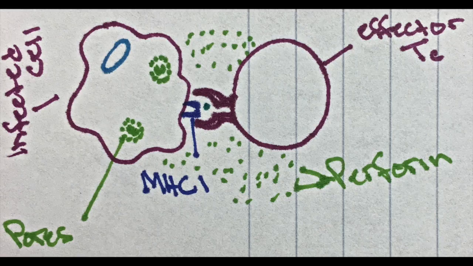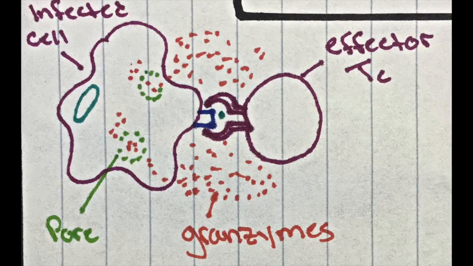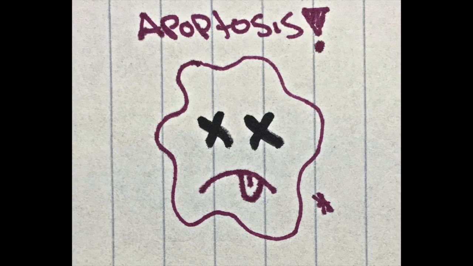An effector cytotoxic T cell attaches to the MHC1 complex. The cytotoxic T cell then releases perforin, which bores pores into the infected cell. After the pores have been created, the cytotoxic T cell releases granzymes. The granzymes trigger apoptosis, forcing the cell to kill itself. The cytotoxic T cell is released after.